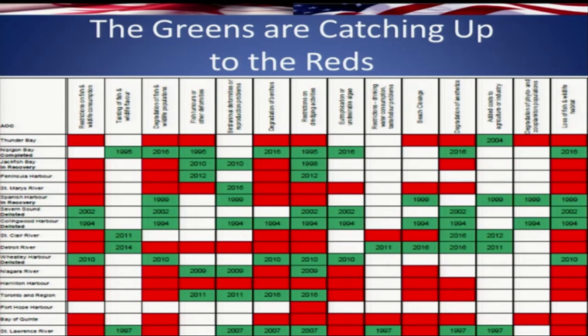Of the 146 beneficial uses that were initially determined to be impaired, 65 have met their delisting criteria and are now considered not impaired, 10 in the last 3 years. This leaves today 81 as impaired across all of the Canadian AOCs. The greens are catching up and soon will pass the reds. We expect to redesignate another dozen BUIs to not impaired status in the next 18 months.